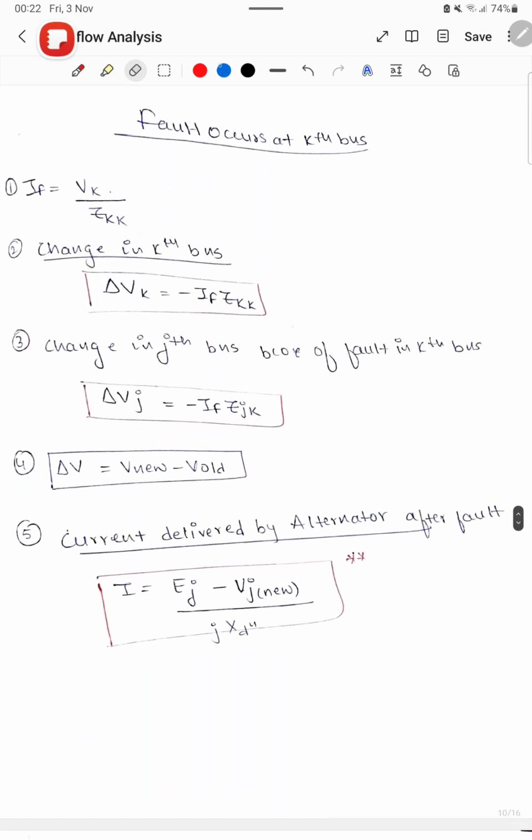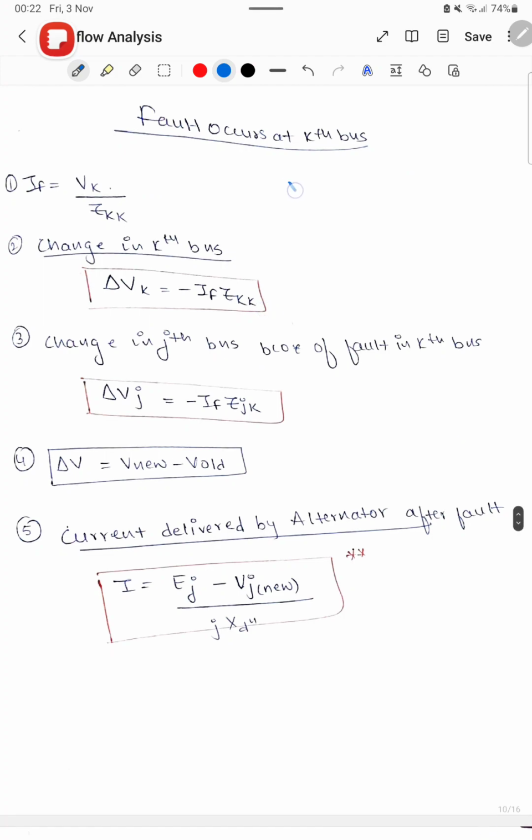Now we'll look at the other topic, which is fault occurring at kth bus. Let's say a fault has occurred at kth bus. At that point in time, I fault is nothing but V at that particular point, that is Vk upon Zkk, that is I fault. Now with this fault current, we can have a change in voltage at any bus. Let's say delta Vi, or maybe kth bus also.